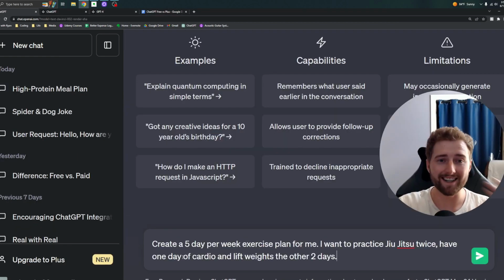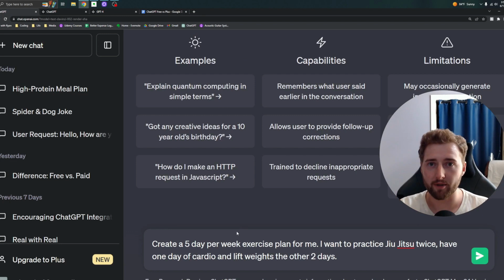Moving on to the next challenge prompt, I want ChatGPT to create a 5-day per week exercise plan for me. In 2 of those days, I want to practice jujitsu. I want to have 1 day of cardio and then 2 days of lifting weights. Let's see if it can take those different directions and create an exercise plan for me.